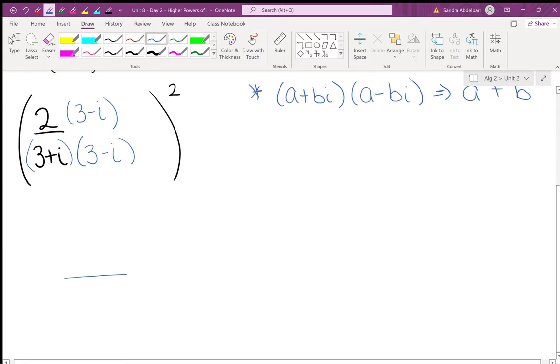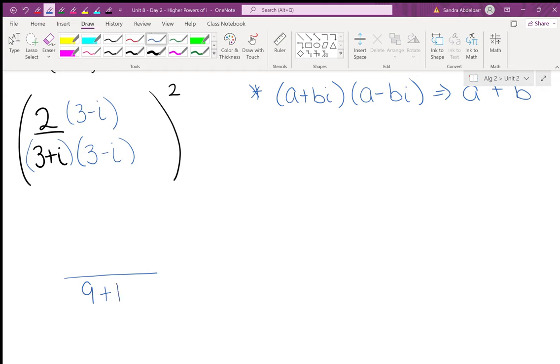So in our denominator, I'm going to get my a squared, which is 9. My b is not i. My b is the coefficient of i. What's the coefficient of i here? 1. So 3 squared plus 1 squared. That gives us 9 plus 1, which is 10.